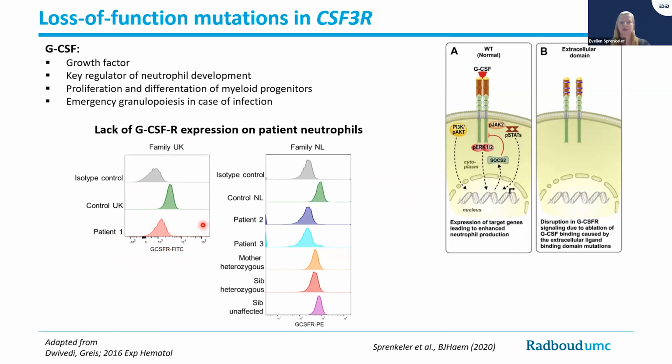And also for a family in the Netherlands, we have two patients who have homozygous missense mutations in the G-CSF receptor, which lack expression on their surface. However, if you then look at the control and the unaffected sibling, it's nicely expressed. And interestingly, the heterozygous family members show partially reduced G-CSF receptor expression.